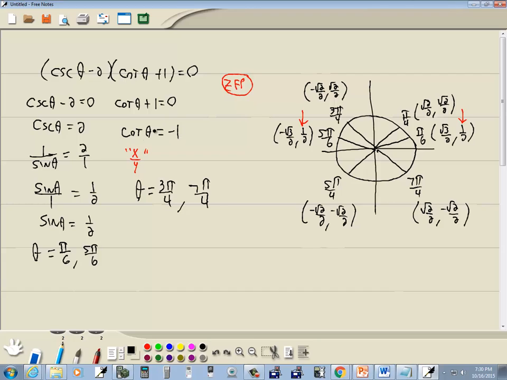Now we want to make sure that if we plug these back in, it doesn't cause anything to be invalid. But if I put in pi over 6, cotangent's defined at 5 pi over 6, cotangent's defined at. So that didn't cause us any problems. If I were to plug in 3 pi over 4 and 7 pi over 4, well, cosecant is defined at both those places, so those would be our answers.